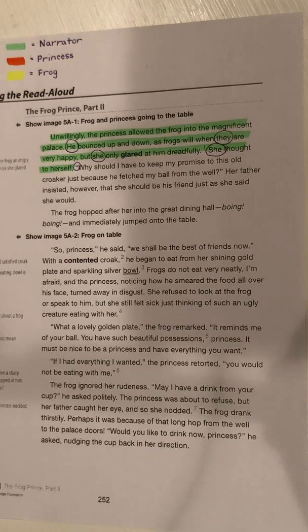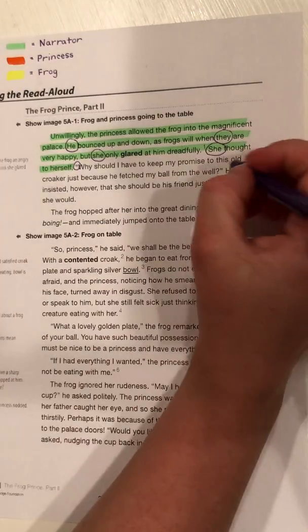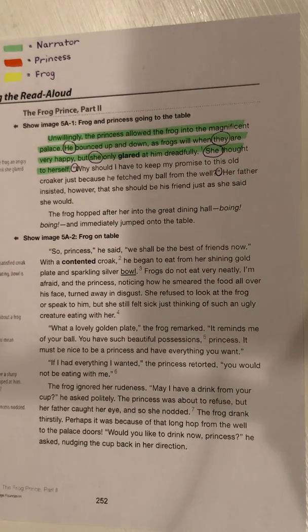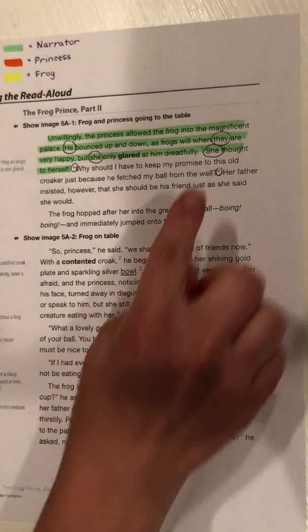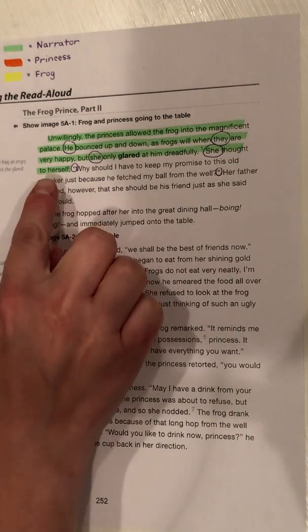She thought to herself, "Why should I have to keep my promise to this old croaker just because he fetched my ball out of the well?" So, there's another quotation mark right here. So I know that the character has stopped speaking. That's the end quotation mark. So what character is speaking here? That's right, it's the princess. And we know because it says, she thought to herself.